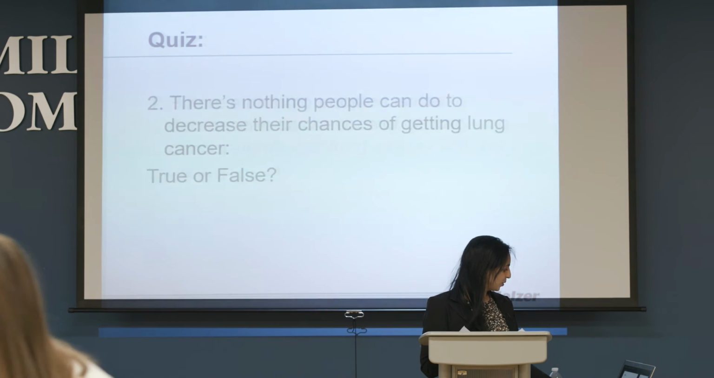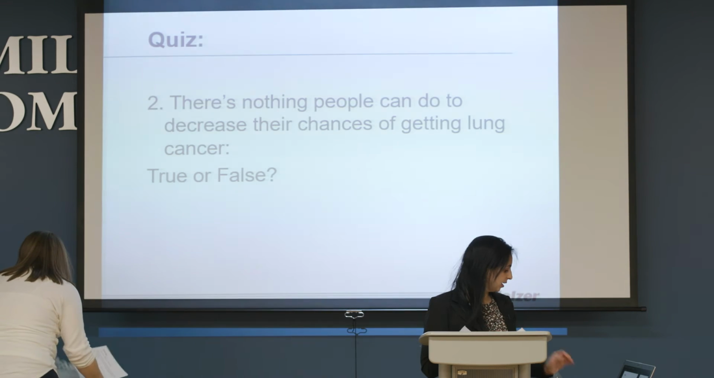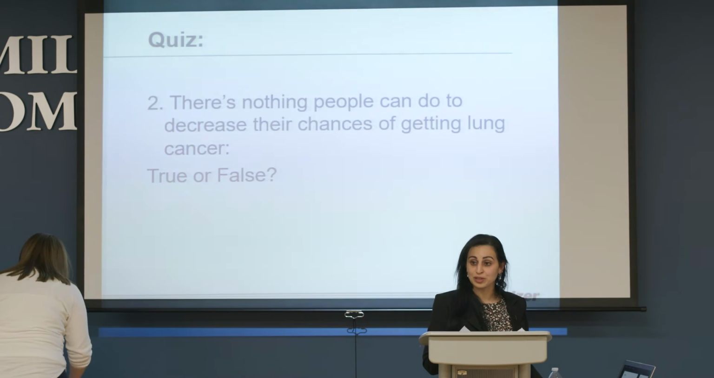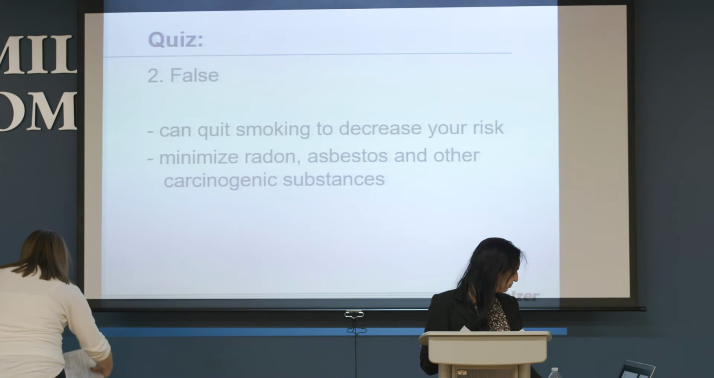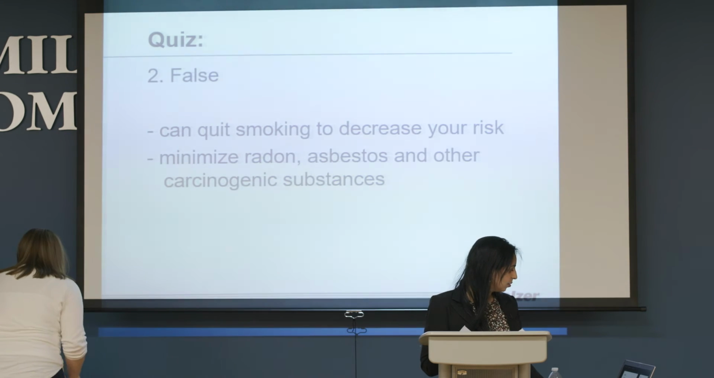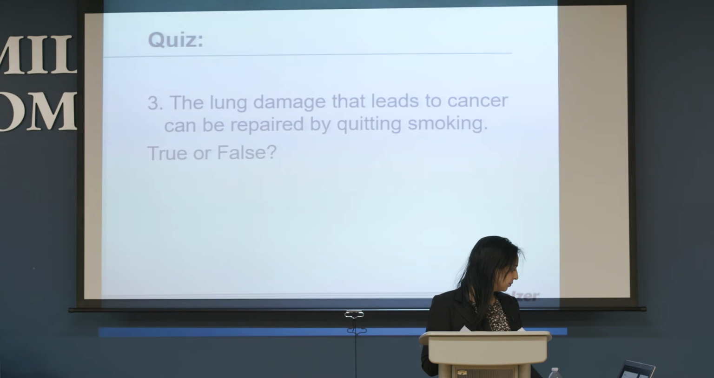Okay, so we did the first question. The second one, there's nothing people can do to decrease their chance of getting lung cancer. Is that true or false? False, right. Can you name any of the things people can do to decrease their risk? To stop smoking. Number one, right, good. So quit smoking, and minimize all the other exposures we talked about, definitely.